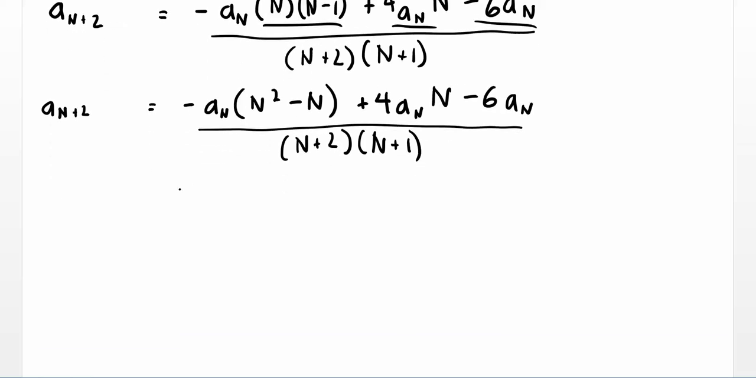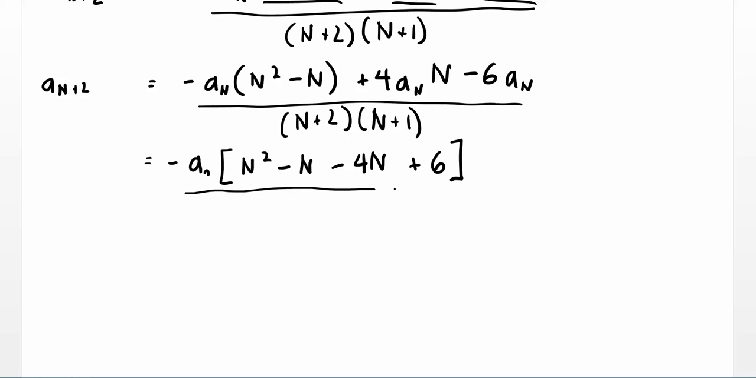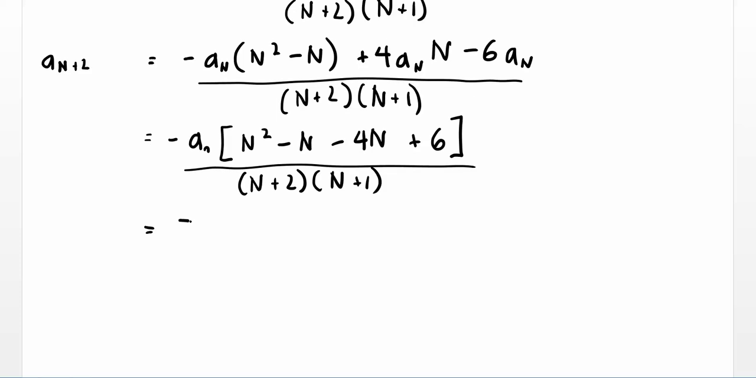Okay, from the numerator, we'll factor out negative a sub n from all three terms. We'll be left with n squared minus n. Factor out negative a sub n here, we're left with minus 4n. And then for the last term, we're left with plus 6, over n plus 2, n plus 1, is equal to negative a sub n.